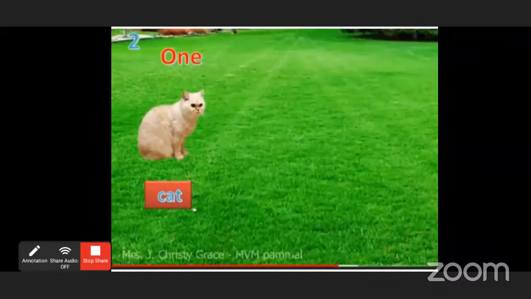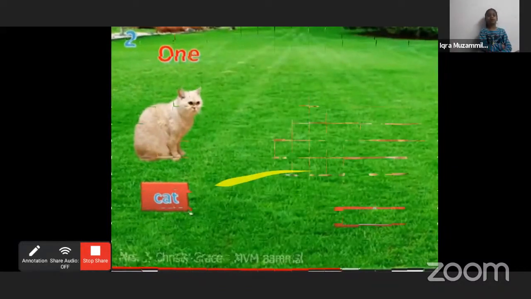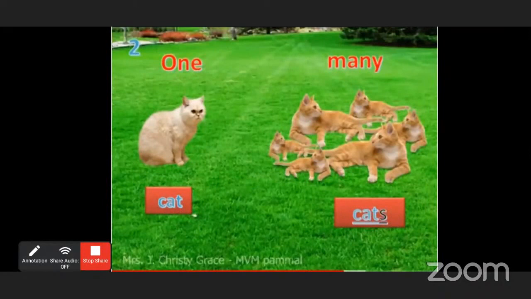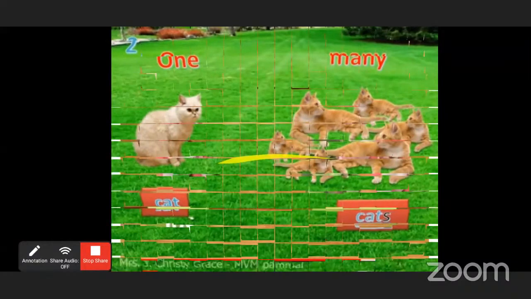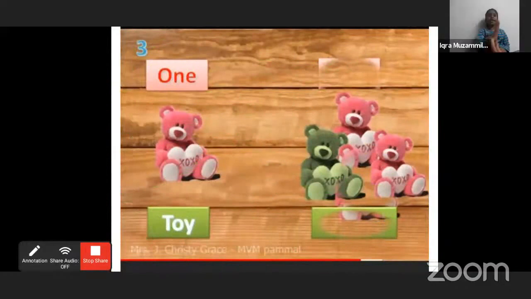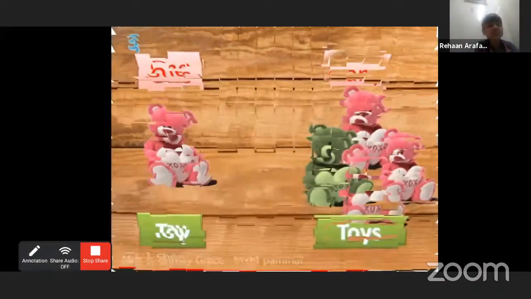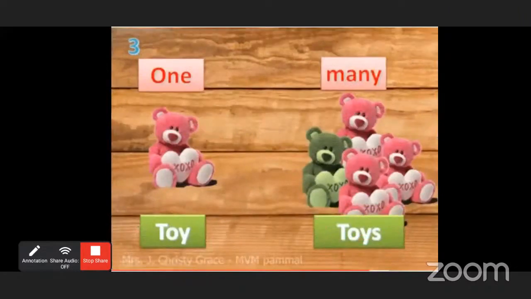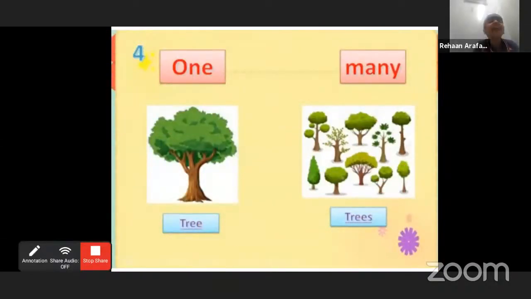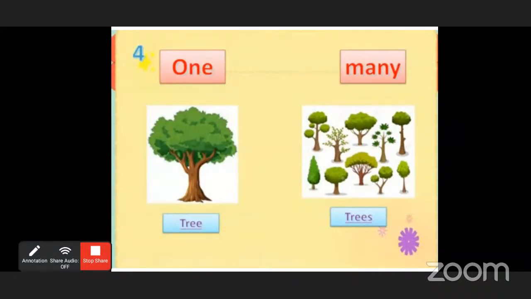One cat, many cats. Yes, very good students. One cat, many cats. We add s in many. One toy, many toys. Yes, very good. One toy, many toys. One tree, many trees. One tree, many trees. Very good.